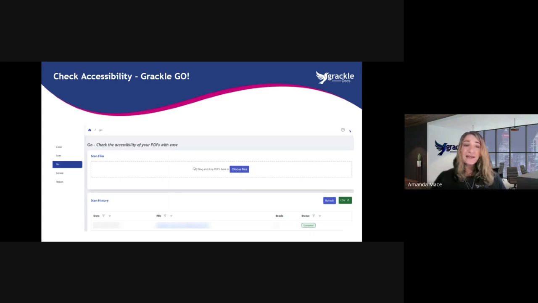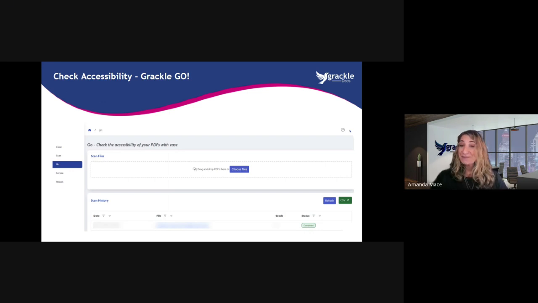GrackleGo is a free PDF UA checker. I'm going to provide a QR code at the end of this presentation for you to be able to sign up for it. It's web-based. There are other PDF UA checkers, and other free ones as well. However, as far as I know, there isn't any other web-based one, so no web applications that do a PDF UA check.